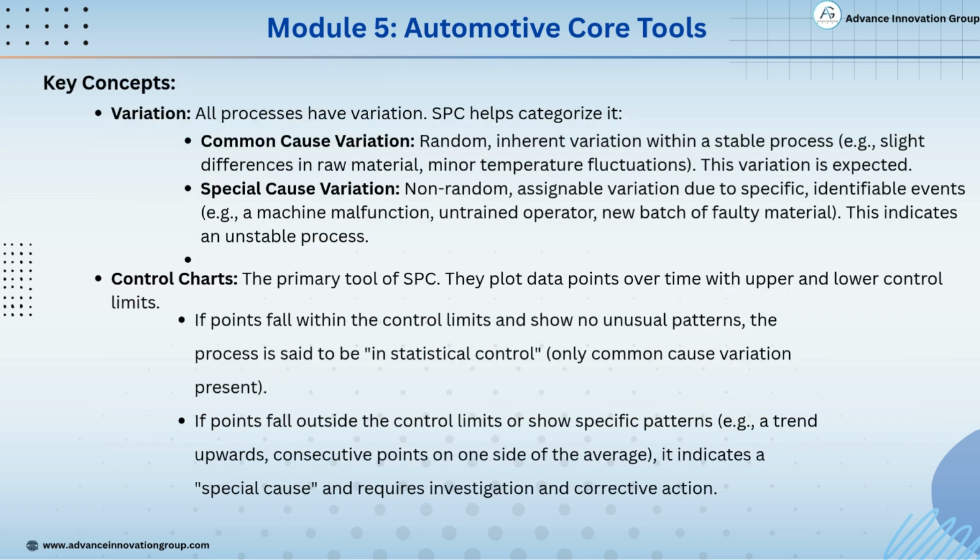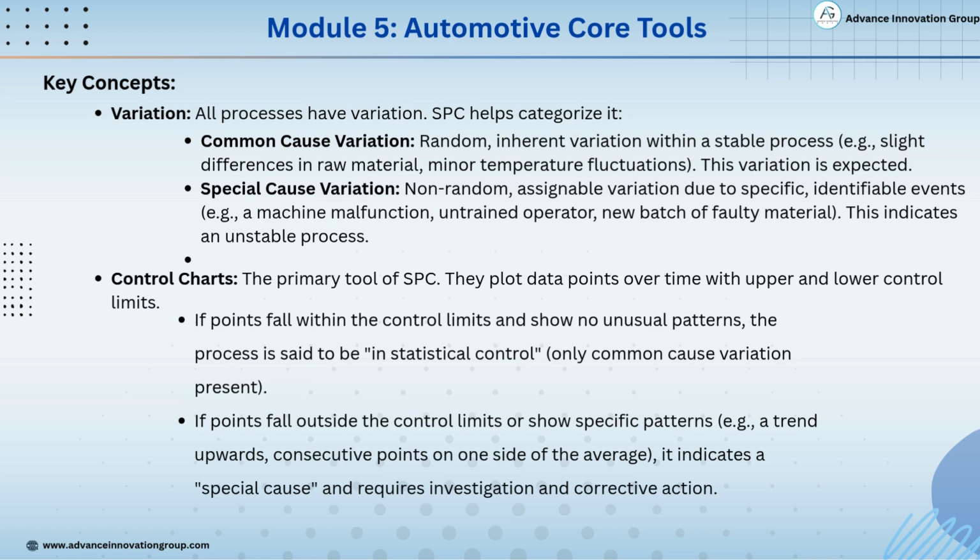This slide explains 2 important SPC concepts: variation and control charts. First, variation. Every process has variation. SPC helps us categorize variation into common cause variation. This is the natural, random variation that is always present in a stable process. Examples: slight changes in raw material, minor temperature fluctuations. It's expected and usually doesn't need action.